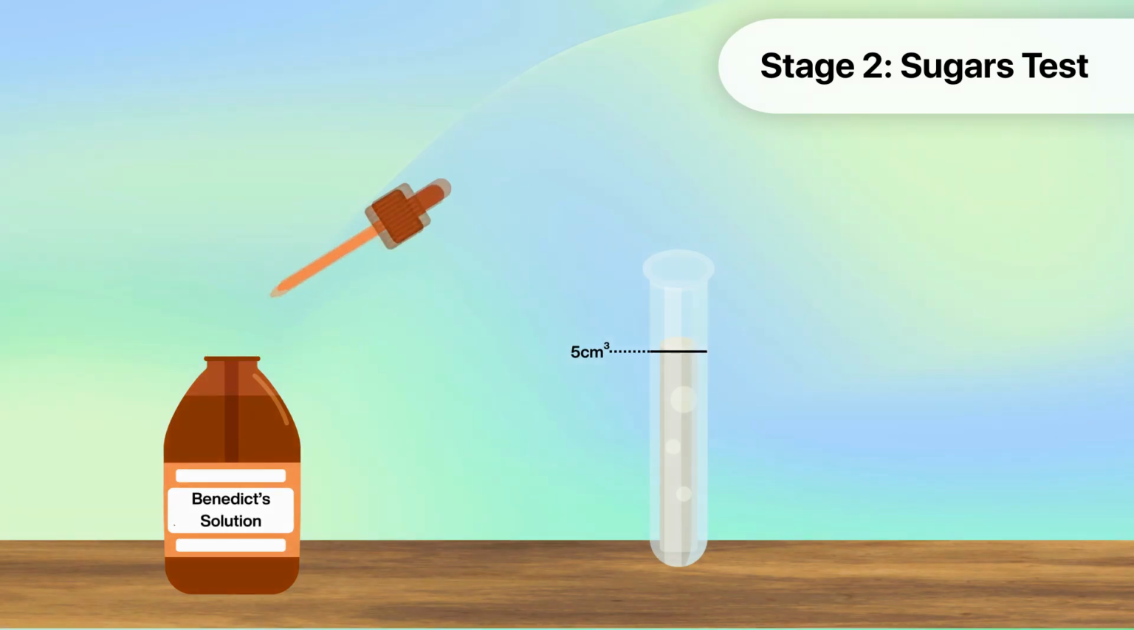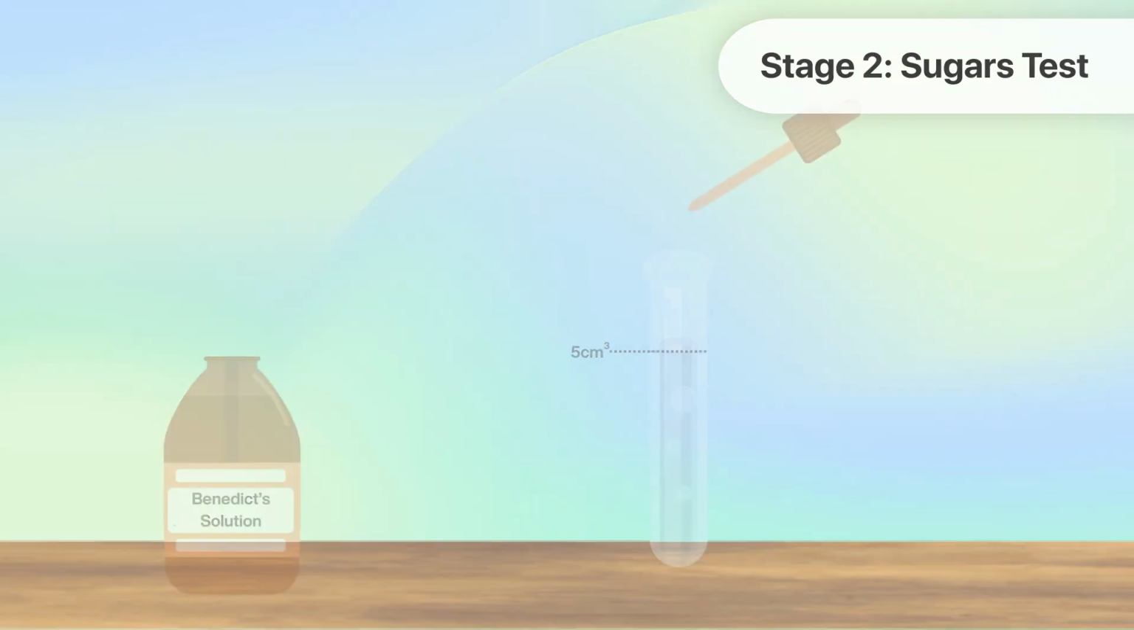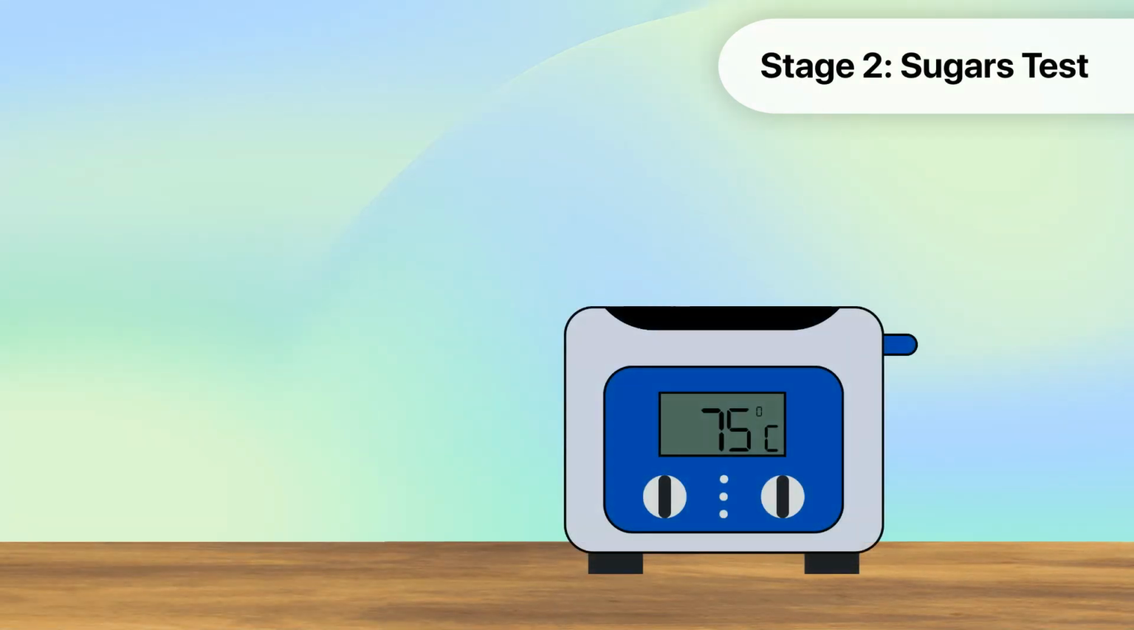Next, let's add the Benedict solution to the food sample in the test tube using a pipette. This will turn the solution blue to begin with. Next, set up a water bath and maintain it at 75 degrees Celsius.